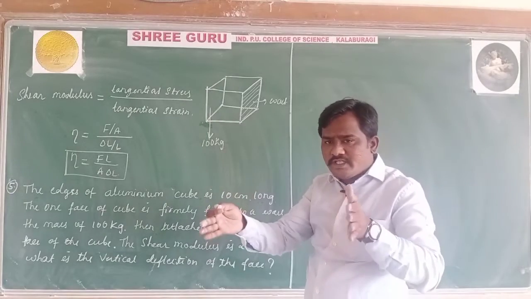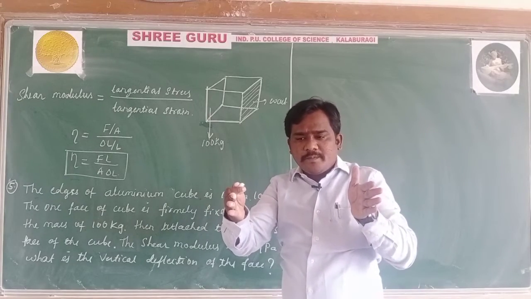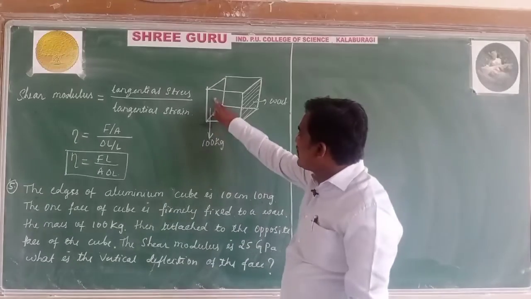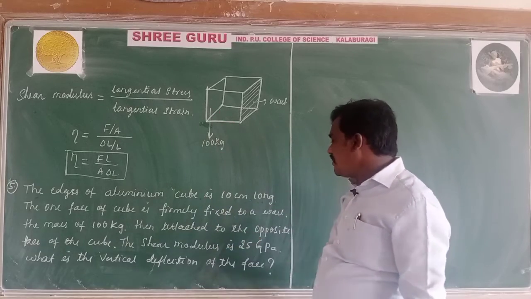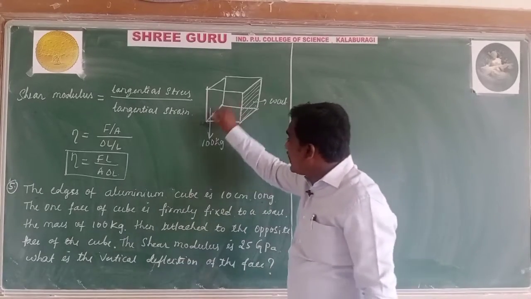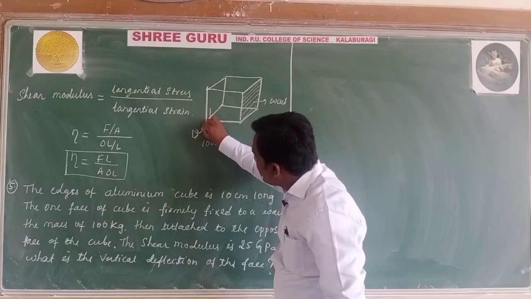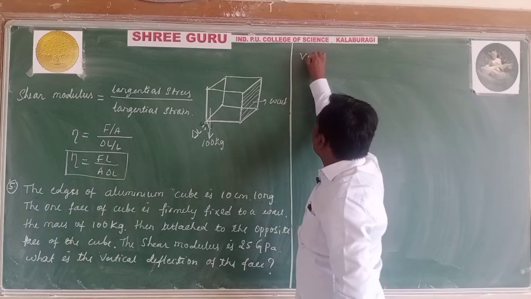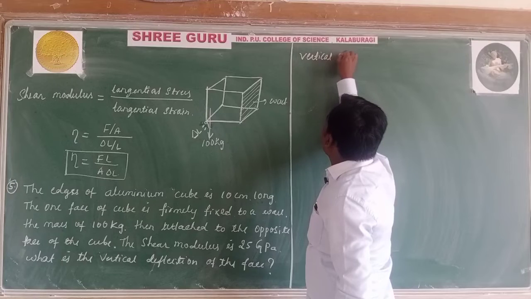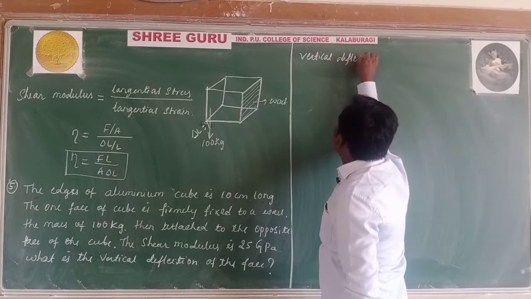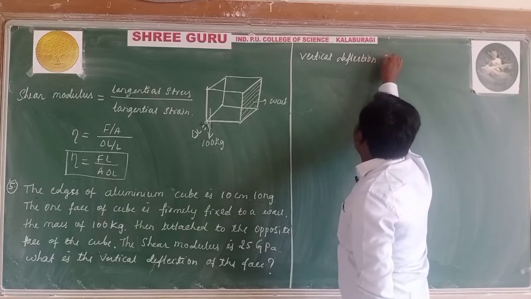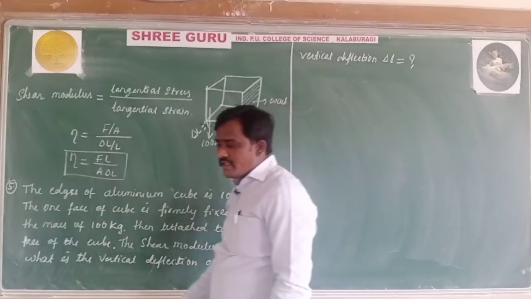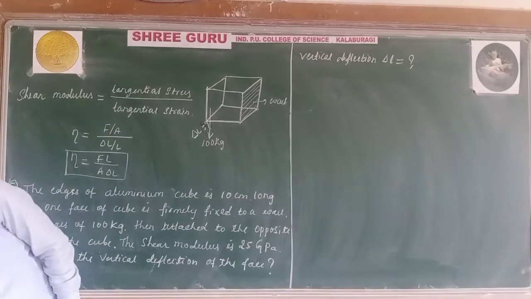Definitely its shape is going to change. Initially the cube is like this. If mass is attached, the cube shape is going to change. This much mass acting on the opposite face means the shape is going to change. We should find how much deviation, delta L. Vertical deflection means delta L, which we should find.